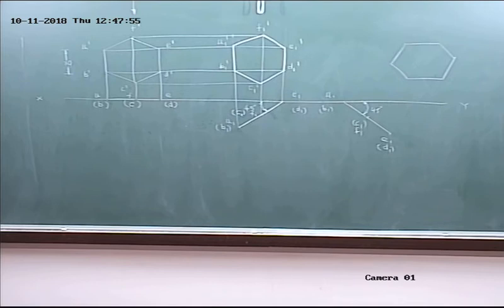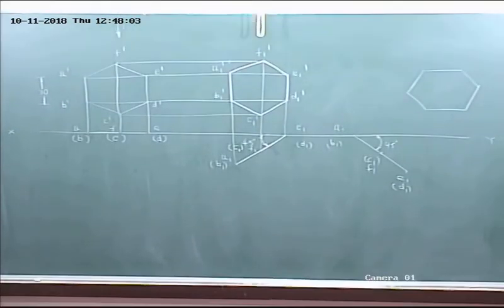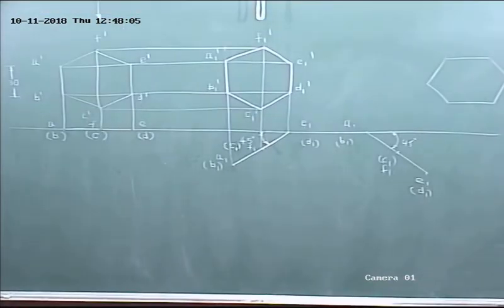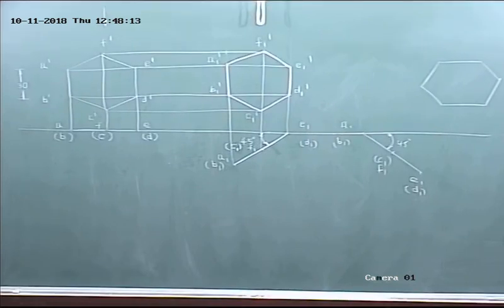Mention the position 6. I give two problems to you. In the next class, I will explain how to solve these two problems. So position 6. What is the position 6? The plane surface is kept inclined to both HP and VP.